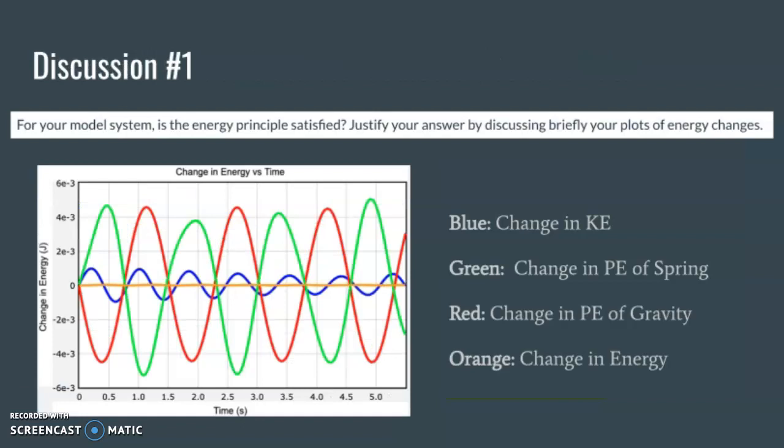The energy principle is satisfied because it states that the change in energy in a closed system will equal 0. In the graph, you can see that the total energy, which is the sum of the kinetic energy, the gravitational and spring potential energies, equals approximately 0 at all points on the graph.